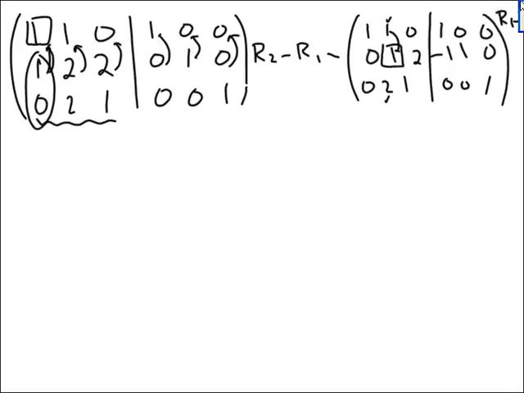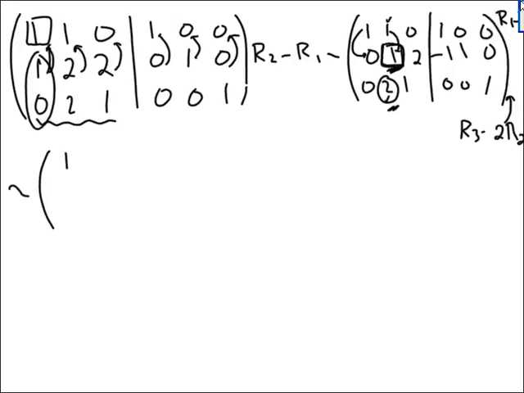Okay, but for row 3, it's a bit more complicated. We have a 2 here and a 1 up there. Well, if I keep row 3 the same, I have my 2 here. If I double row 2, I'll have a 2 there. 2 times 1 is 2. And when you subtract 2's, you get 0. 2 minus 2 is 0. Okay, so this is going to be row equivalent to row 1 minus row 2.